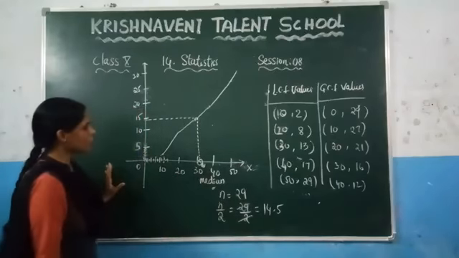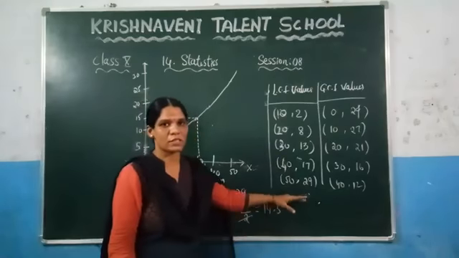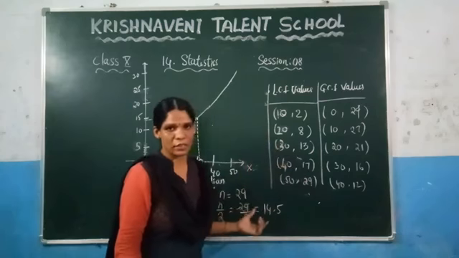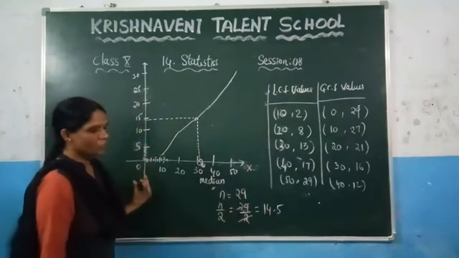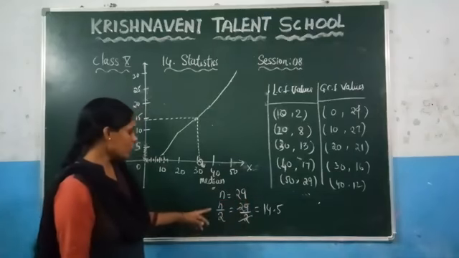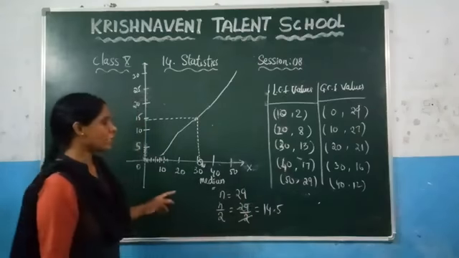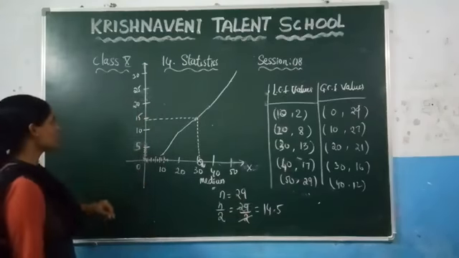So how do you calculate the median? First you need to check the n value, which is the number of observations. You will get this by adding the sum of the frequencies. Just before, we calculated and got n equal to 29. Now you need to check the value of n by 2, which is 14.5, and where it is located on the y-axis, you need to check it here.